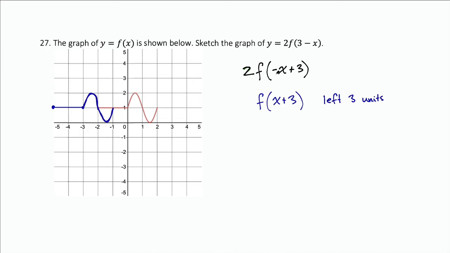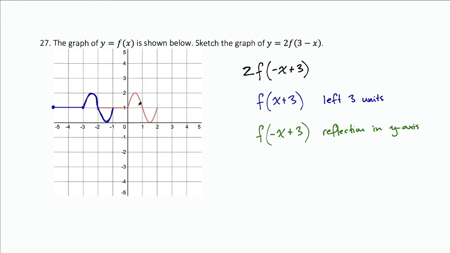Then let's go ahead and do that reflection. So f of negative x plus 3. So that does the reflection. I've replaced x with a negative x. Replacing x with a negative x is a reflection in the y-axis.